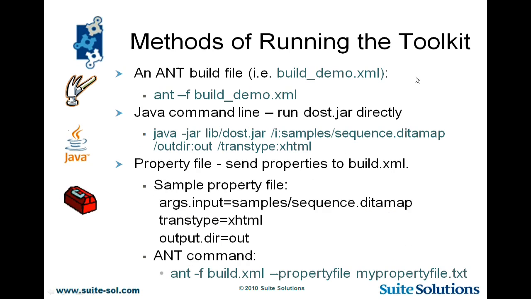Now, how can we run the toolkit? There are three primary methods of running the toolkit. One is using an ant build file, like the two we just demonstrated, build demo or ant sample, what have you. The second is the Java command line. And what that does for you is that it runs das.jar directly.